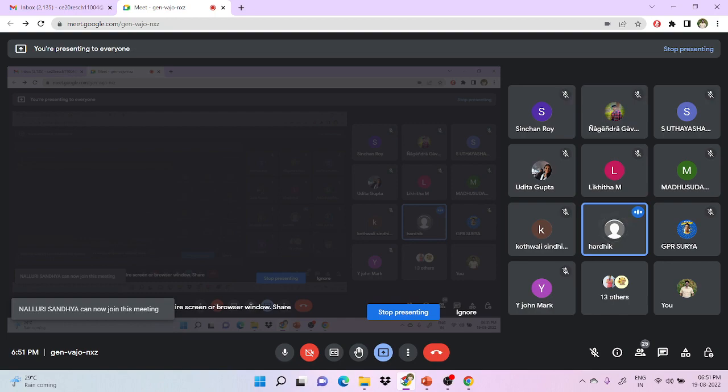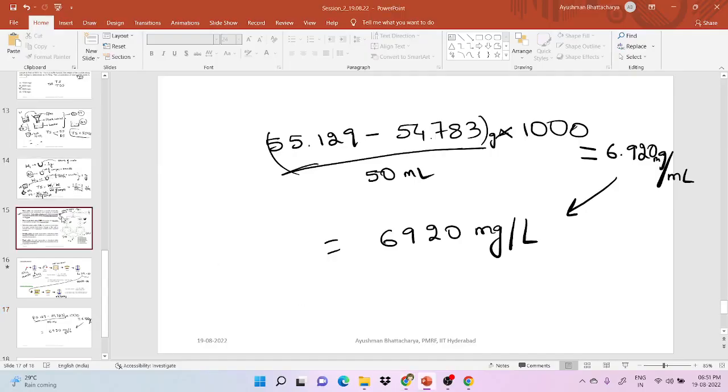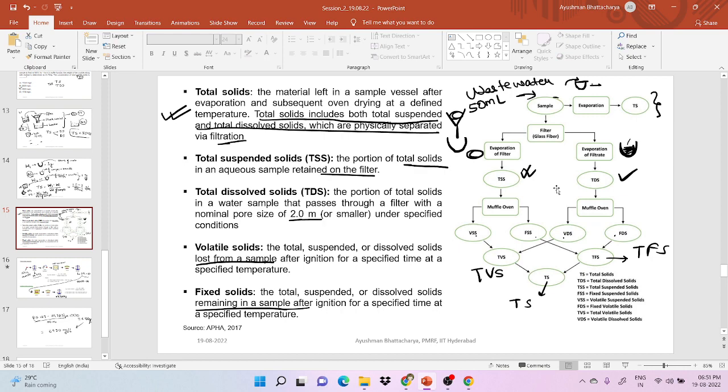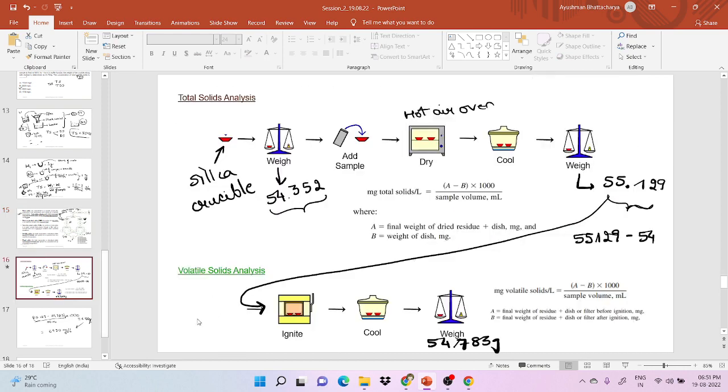Could you please once show the diagram? Yes, this one. So here, the final weight 55.129, this weight we call total solids, right?